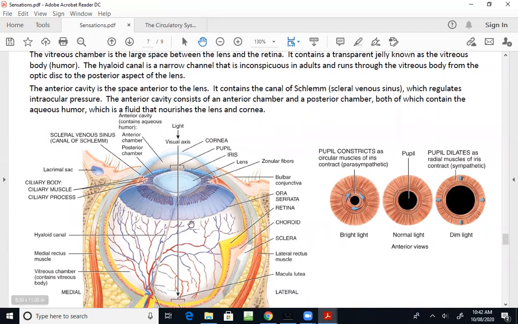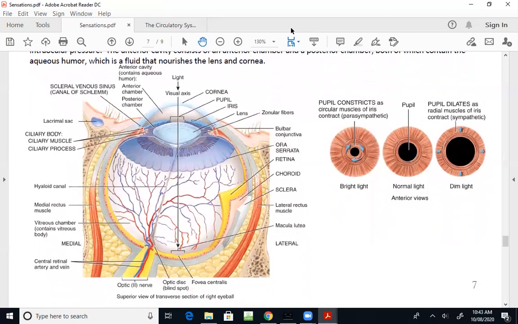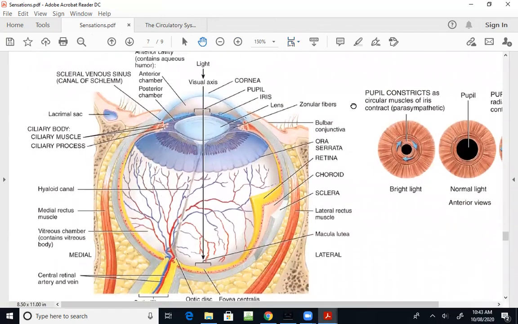Behind the lens is a much larger space, which is called the vitreous chamber. The vitreous chamber contains a fluid called vitreous body or vitreous humor, which is more of a jelly-like substance, almost like snot. It's really cool. Like I said, I wish we could dissect together and I could show you all these things in real life. A canal exists within that chamber called the hyaloid canal. A narrow channel, inconspicuous in adults, runs through the vitreous body from the optic disc to the posterior aspect of the lens. Okay, a lot going on with the eye.